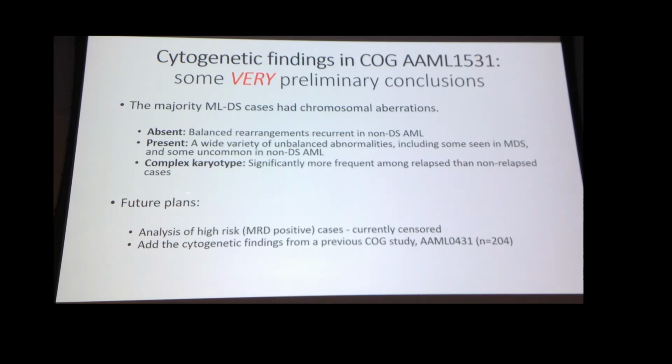So what are we going to do with this information? Well, we've got grand plans. First of all, we hope to analyze those high-risk cases, which are currently censored. Secondly, we feel like maybe we're not able to achieve statistical significance here because we just don't have enough patients. So we're going to try to code and then combine with this data set the cytogenetics findings from a previous COG study, 0431, which had 204 kids with MLDS. And then finally, our whole goal with this is to lay the stage to identify areas of a chromosome that seem to be associated with relapse and look within that chunk of the chromosome to identify genes that might then be further analyzed with sequencing or gene expression studies.